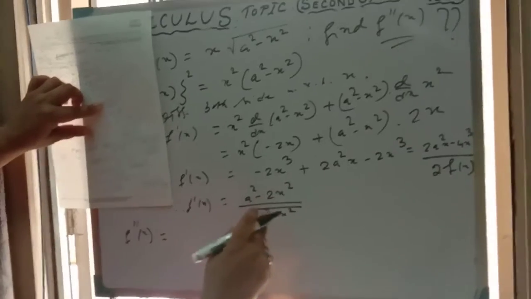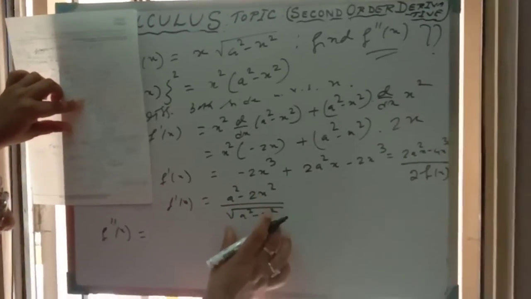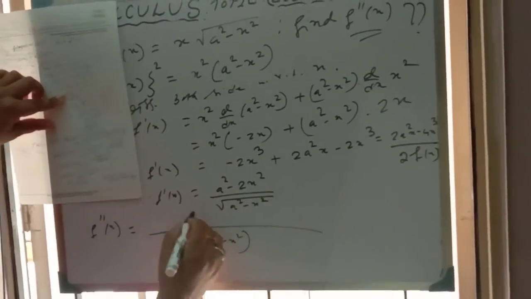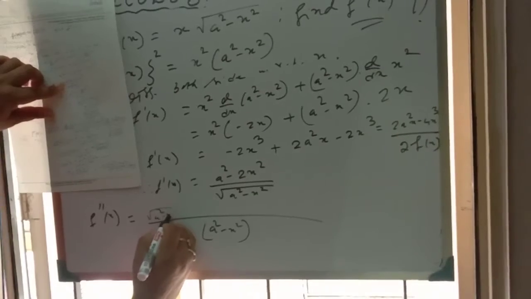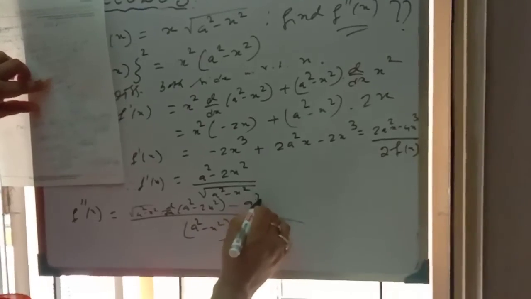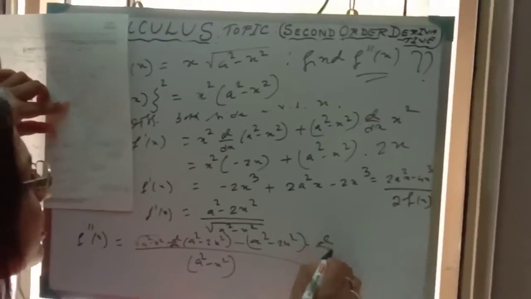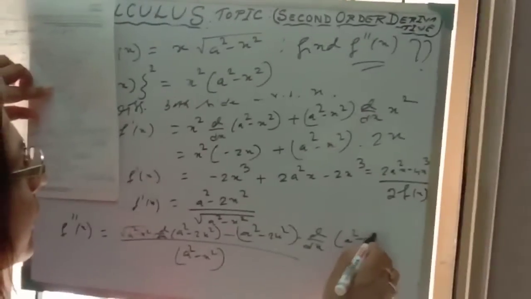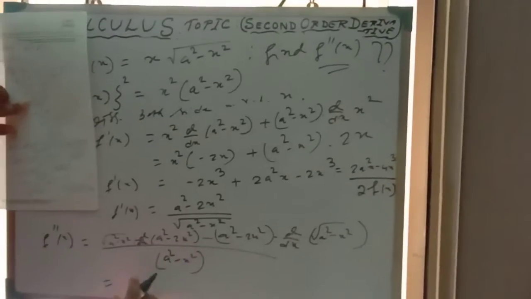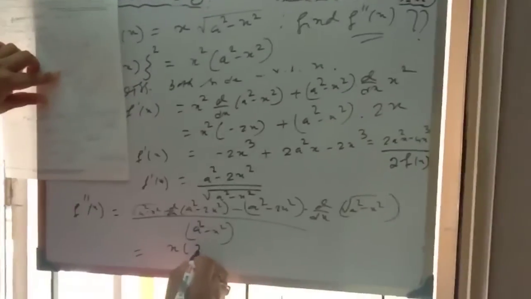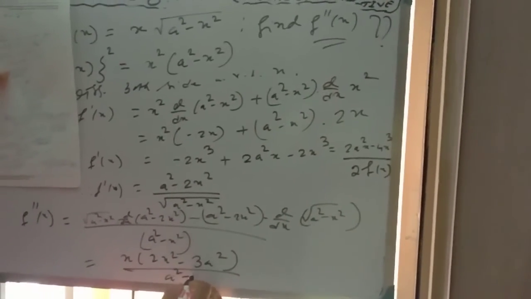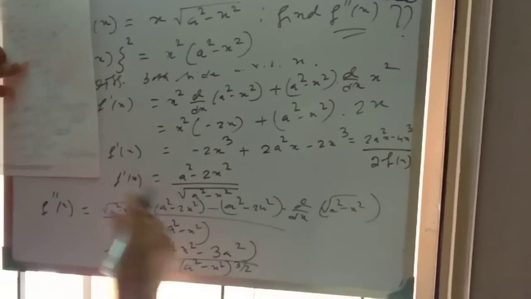f double dash x means again the same rule, u by v. The denominator part will be squared. The square of the square root will be only a square minus x square, and same as before, this square into d/dx of, minus, into d/dx of. Okay, do this calculation part, only the calculation part is there. We get x into 2x square minus 3a square. At last we will get a square minus x square whole to the power 3 by 2.